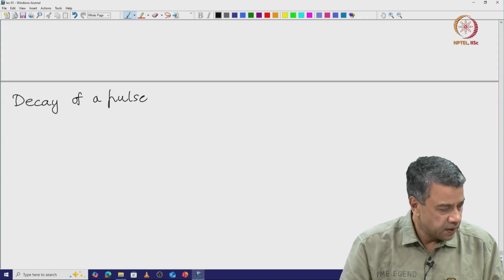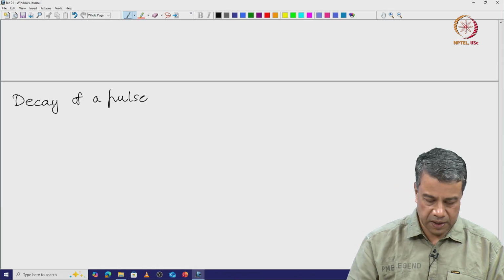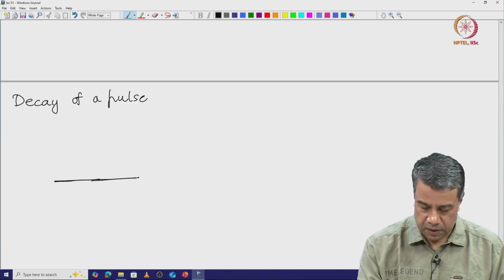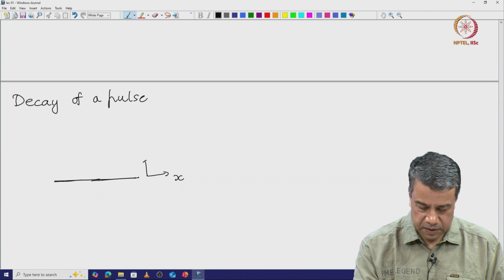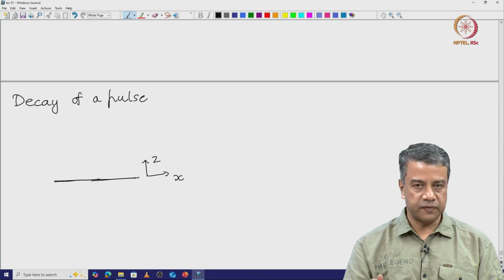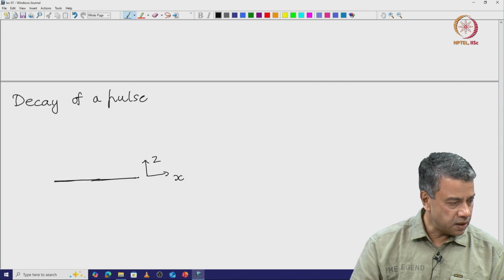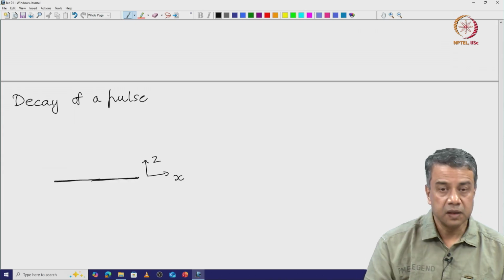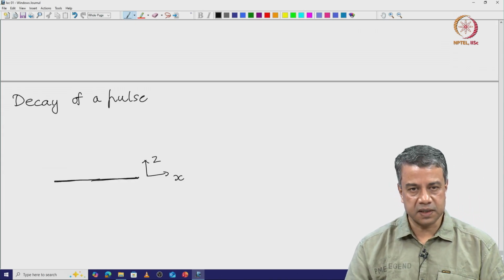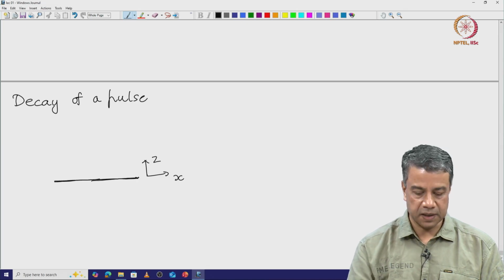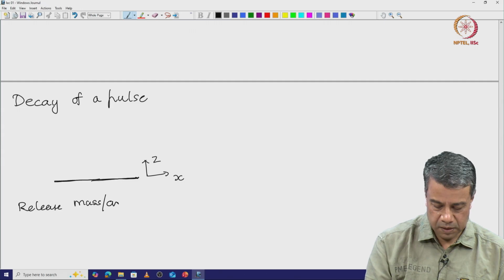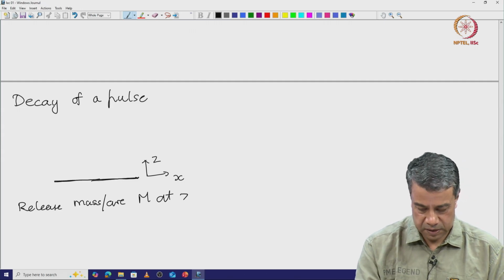Okay. So, what is this? Let us take a one dimensional problem where I have x, this is z, infinite fluid both above and below. And at time t equal to 0, you release a certain mass per unit area along the plane, m, at the location z is equal to 0.